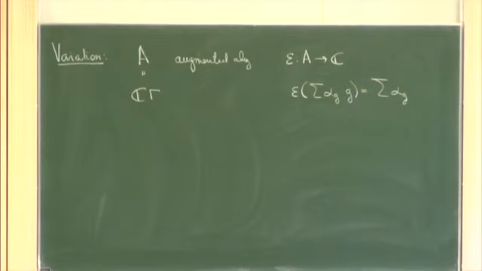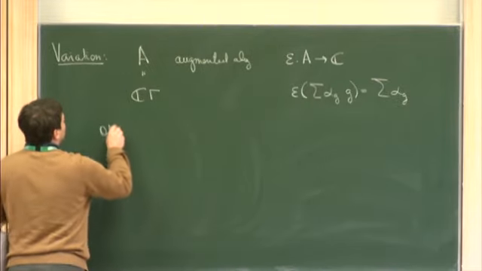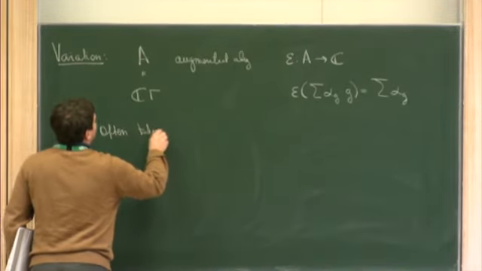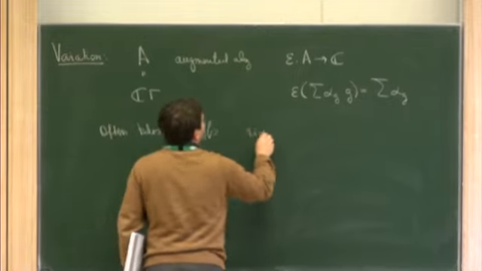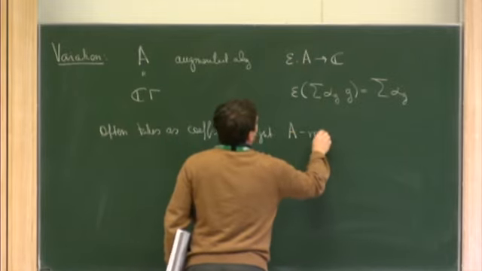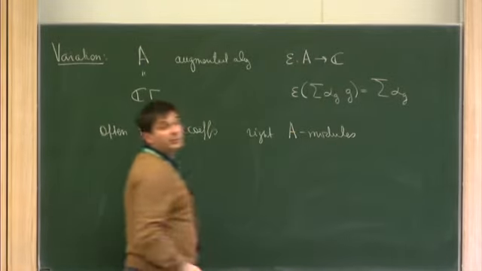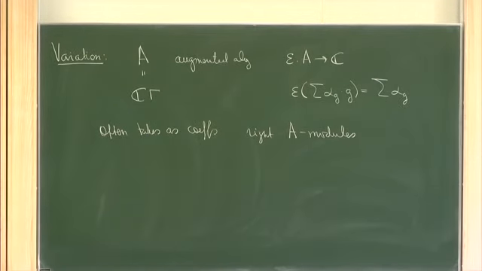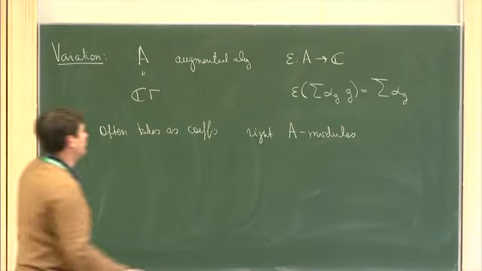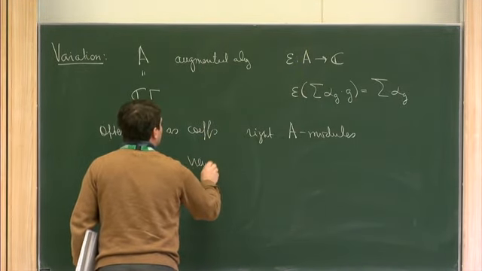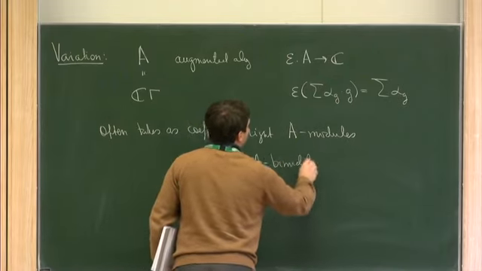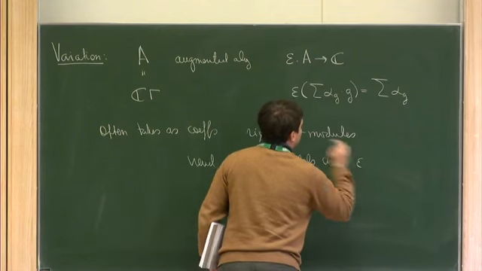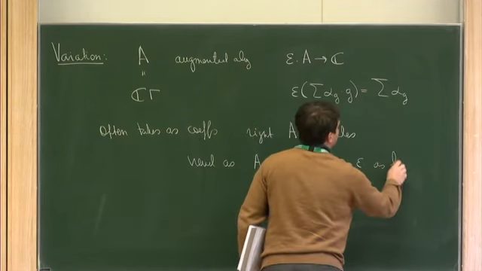Then very often one takes as coefficients, say, right A-modules, which one makes into a bimodule by taking the trivial action on the left. So viewed as A-bimodules using the trivial action as left action.